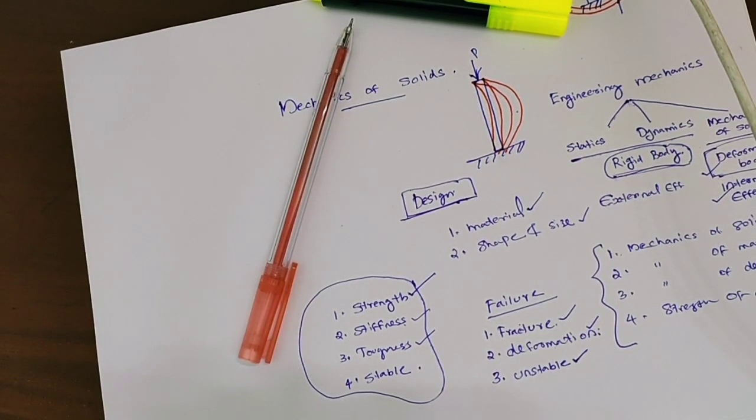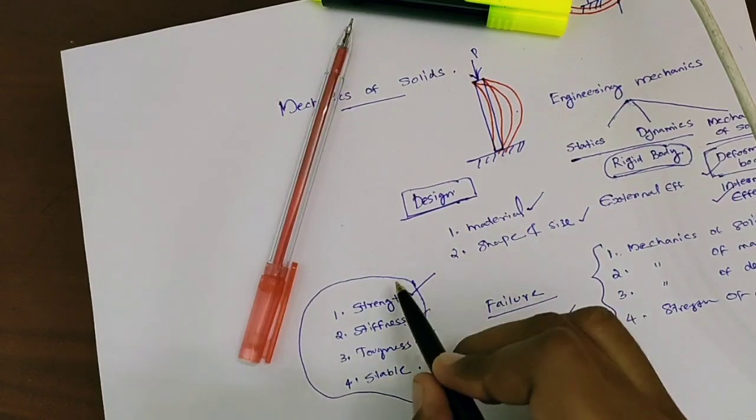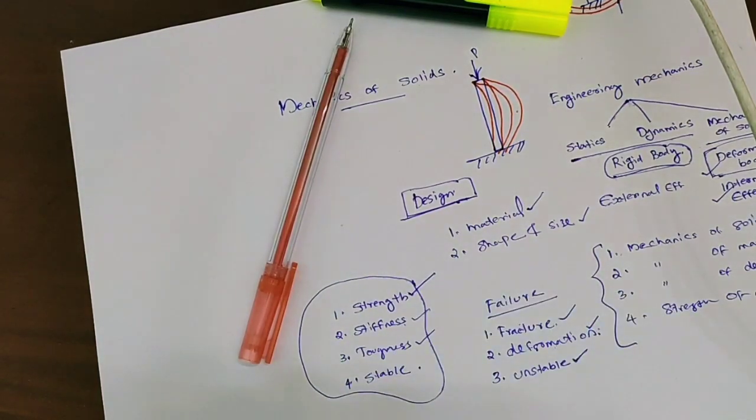which we consider while designing a component. The component should have enough strength to avoid fracture failure, enough stiffness to avoid severe deformation, enough toughness to absorb energy during impact loading conditions, and should be stable to avoid unstable failure conditions. So while designing any structural member, we ensure these four conditions: strength, stiffness, toughness, and stability requirements.